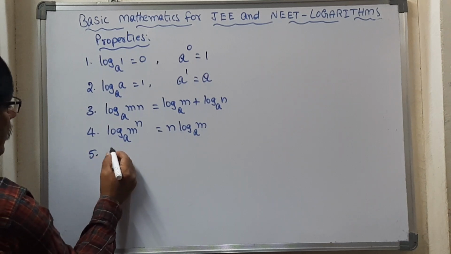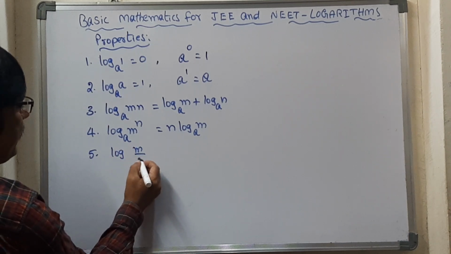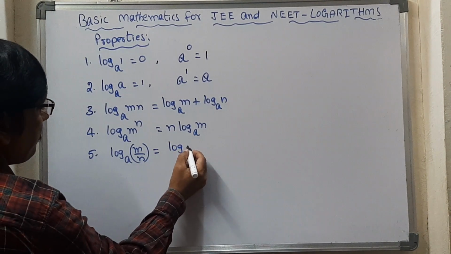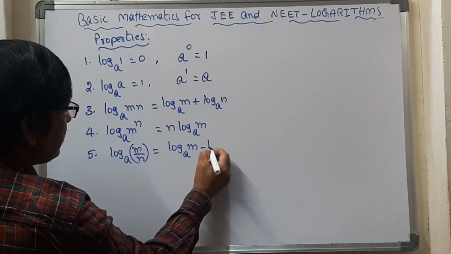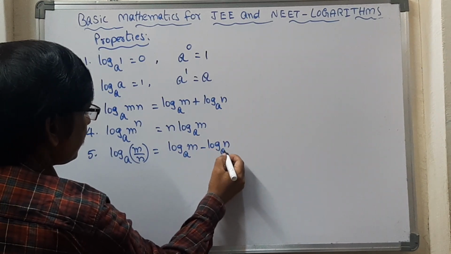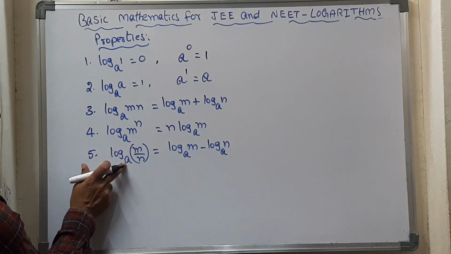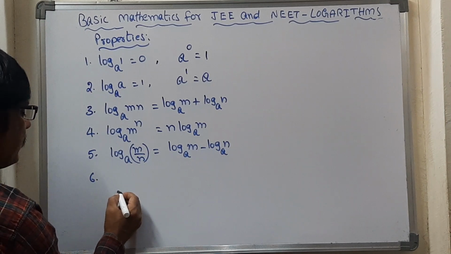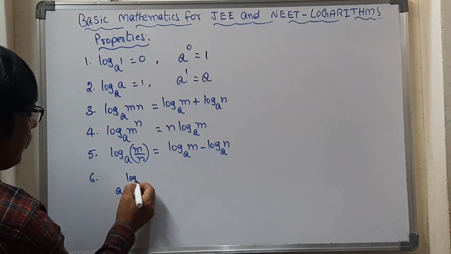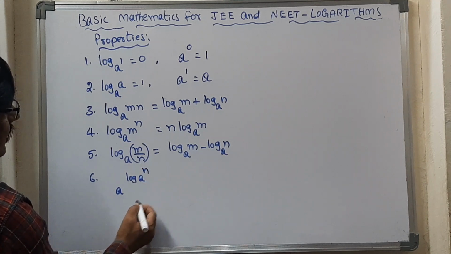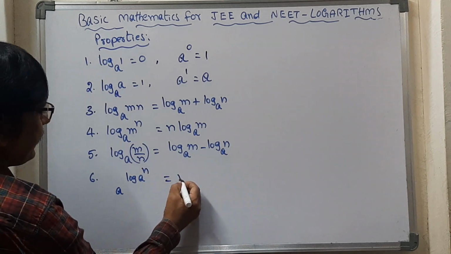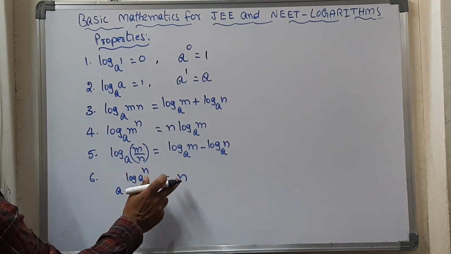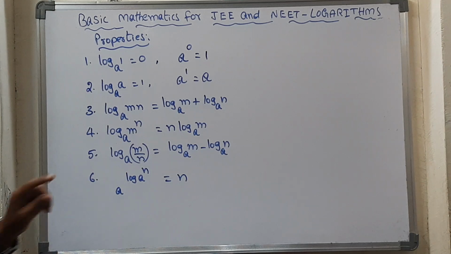And the next one, log m by n base a. This will be taken as log m base a minus log n base a. Got it? Log m base a minus log n base a. And afterwards, if one more, a power log a power n, is there, then that value can be taken as n. A power log a power n can be considered as a. Okay, and in this way we can take.